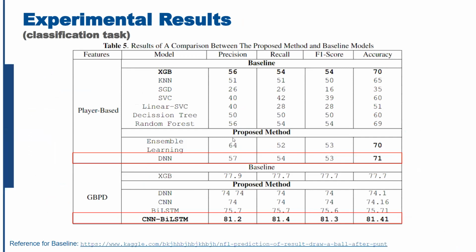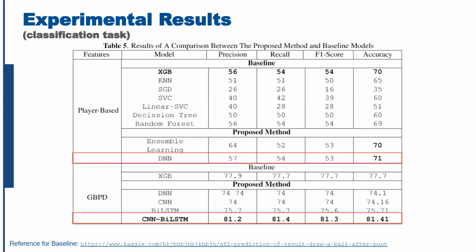And this is our experimental result. We compare our result with the baseline from the challenge. The baseline uses several machine learning models to do the classification, and the result clearly shows that even only considering player-based features, our proposed ensemble learning and DNN model outperform the other methods in supervised punt result classification. And we do a fair comparison with the baseline by using the same features.